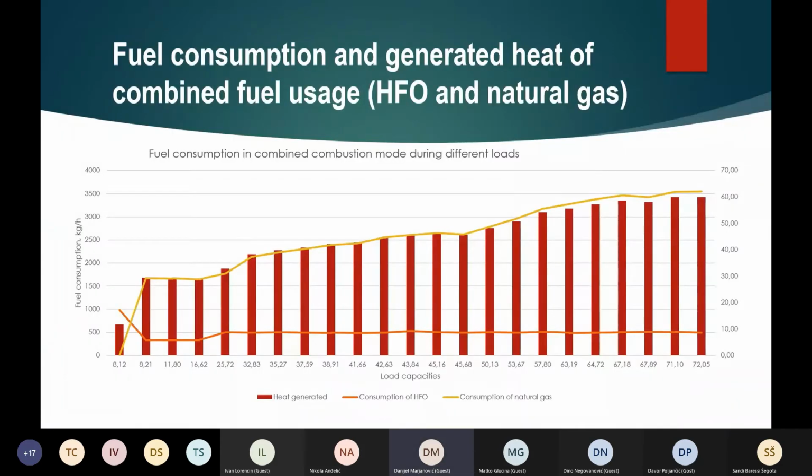In this picture, the amount of generated heat from the steam generator is shown, and the respective fuel consumptions of heavy fuel oil and natural gas in the generator's standard operating mode for the given loads of the generator are also visible on the graph. It can be noted that the increase of the generated heat is provided with the increase of natural gas usage mostly.